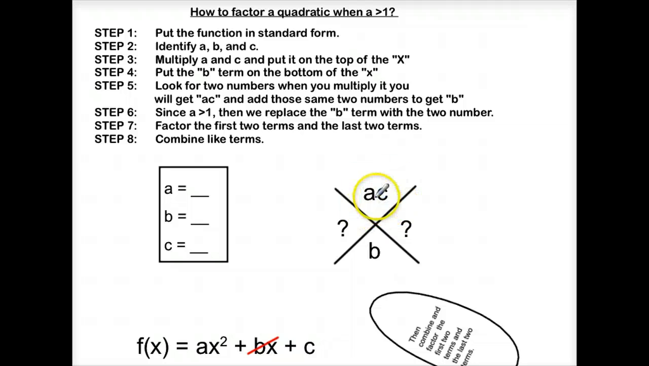Multiply my a and c in the top, put my b term in the bottom. These question marks represent, and we're on step 5, look for two numbers. When you multiply them, you get ac, and add those same two numbers to get the b term.